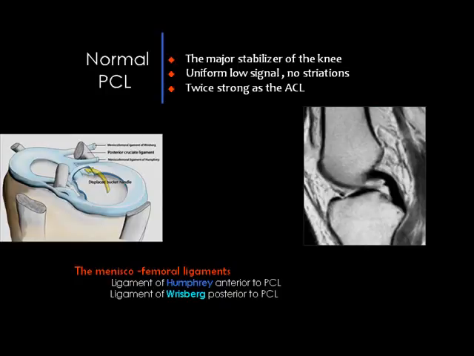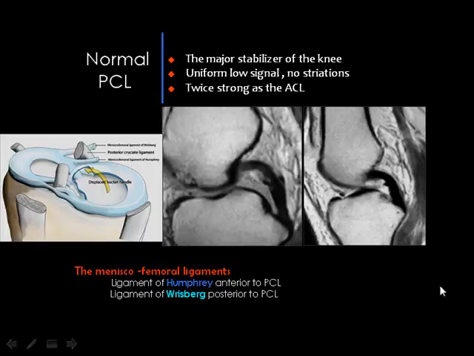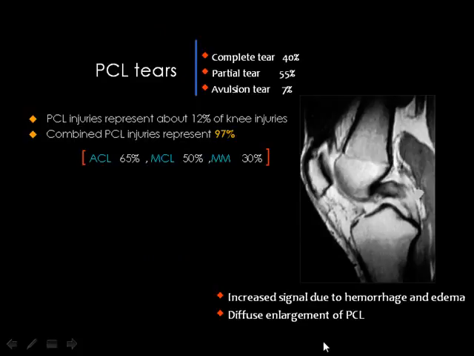Okay? Then the PCL is a cord-like, black structure, and is seen in every examination, whatever the angle is, wrong or not. You should see the posterior cruciate ligament. Then you remember that there are two ligaments, the Humphrey and Wrisberg, anterior and posterior to the posterior cruciate ligament. How can you diagnose rupture of the posterior cruciate ligament?